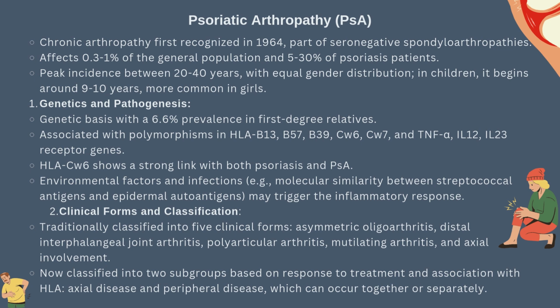Clinical forms and classification: traditionally classified into 5 clinical forms: asymmetric oligoarthritis, distal interphalangeal joint arthritis, polyarticular arthritis, mutilating arthritis, and axial involvement. Now classified into 2 subgroups based on response to treatment and association with HLA: axial disease and peripheral disease, which can occur together or separately.